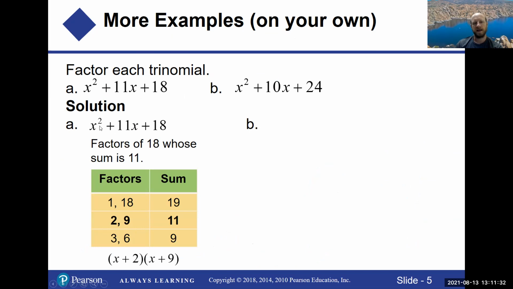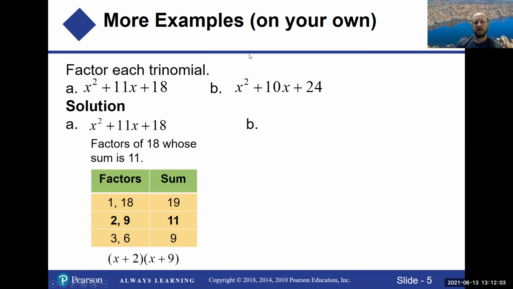So if you want to take x squared plus 11x plus 18, again, you want factors of 18 whose sum, or who add to 11, however you want to say it. Factors of 18 are 1 and 18, 2 and 9, 3 and 6. If you like organizing this in a table, you can definitely do that. These add to 19, 2 and 9 add to 11, 3 and 6 add to 9. We wanted the ones that add to 11. So here's my answer, x plus 2 times x plus 9.